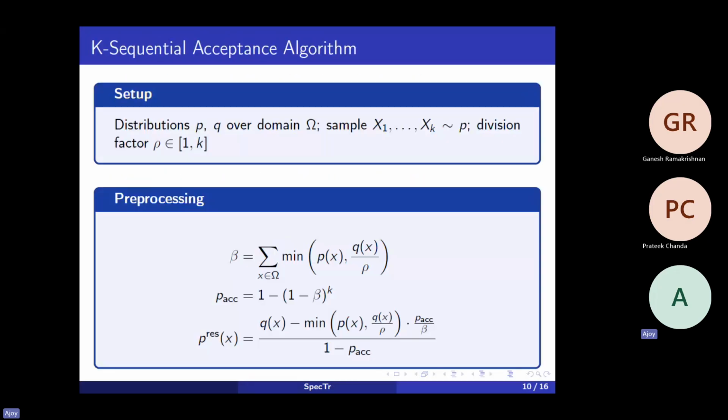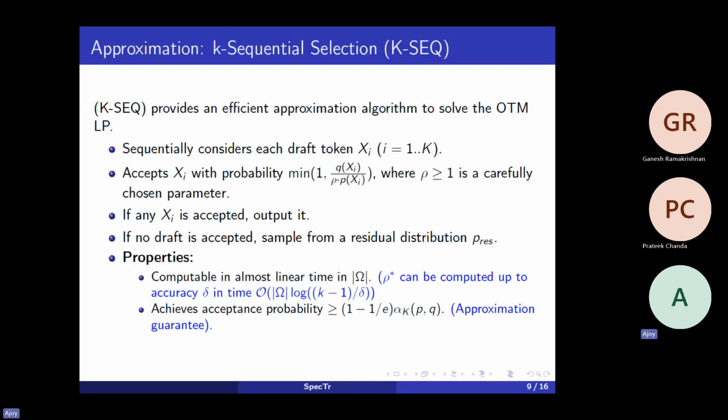One thing I forgot to mention, rho star, which is the optimal rho, can be computed in O of size of vocabulary into the log of k minus 1, which makes it feasible for LLM applications, just because vocabulary size is much smaller than the total number of tokens.